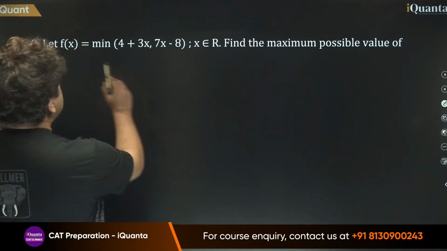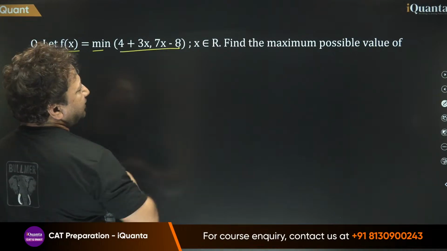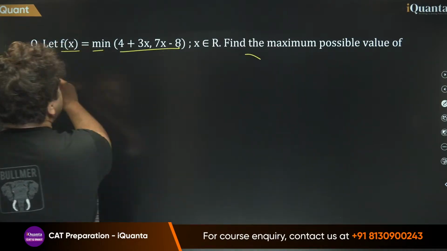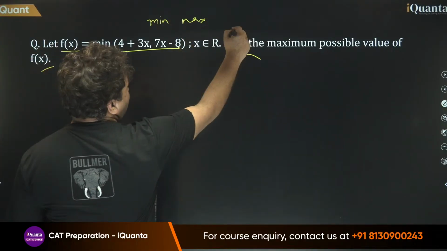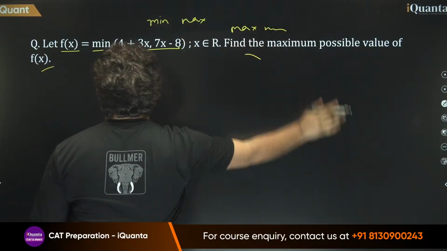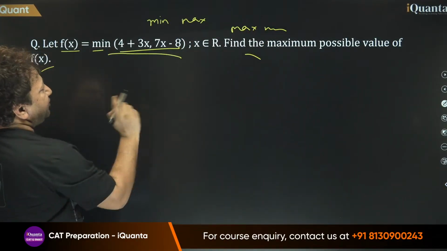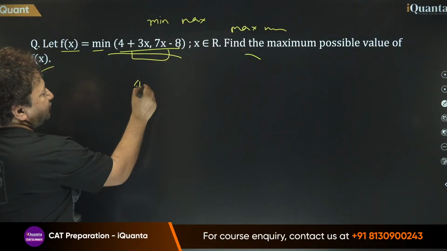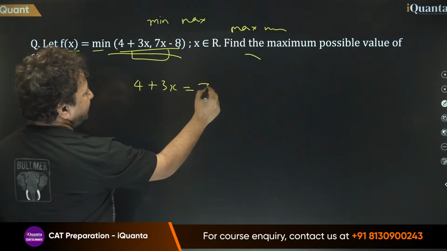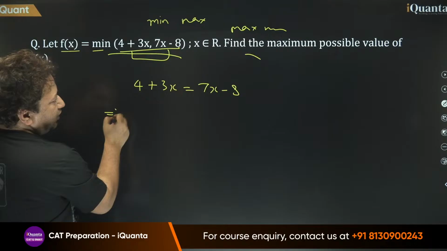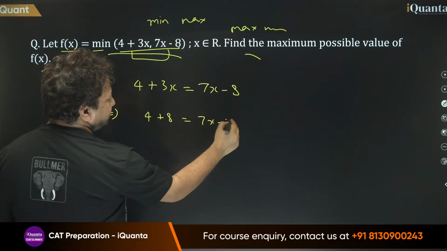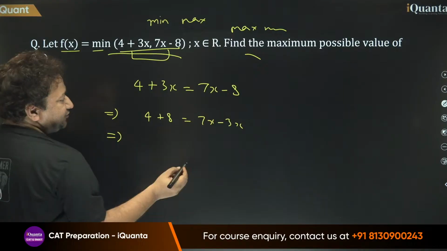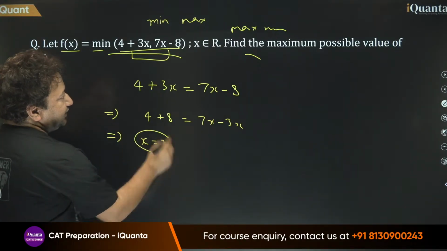This says f(x) is equal to min of this. Find the maximum possible value of f(x). So whenever you have function like this, it is called min-max function. Also max-min function. So whenever we have something like this, minimum of this, what you need to do? Equate these two values. 4 plus 3x, let's equate that, and that is the best way to solve it. So we'll be getting 4 plus 8 on the left hand side, 7x minus 3x on the right hand side. So basically you'll get 4x as 12, that means x is equal to 3.